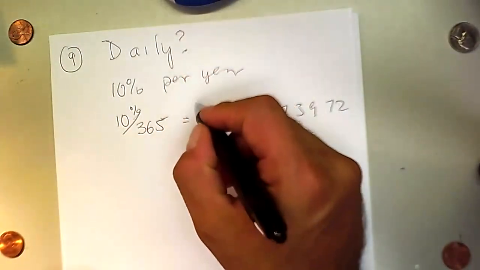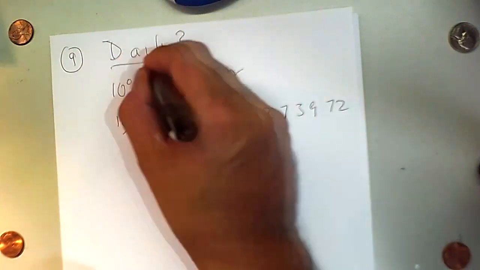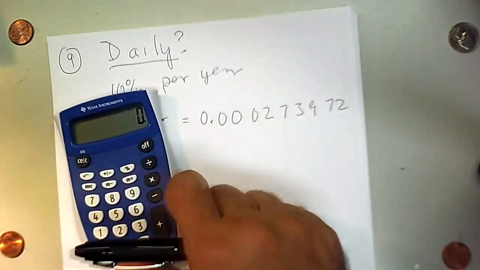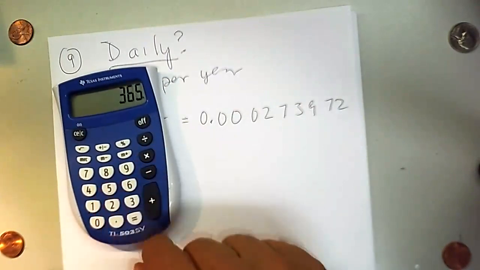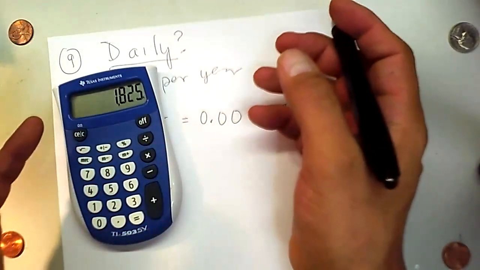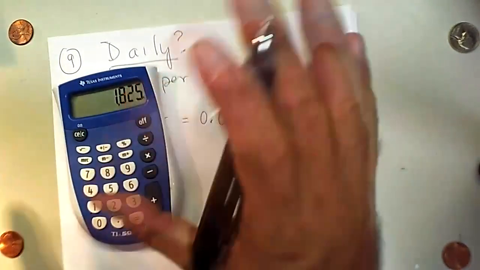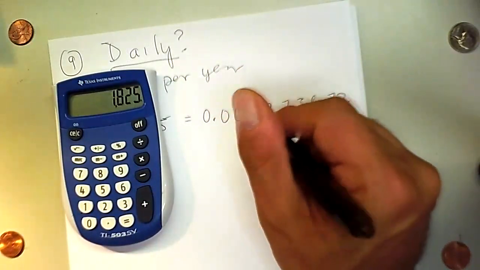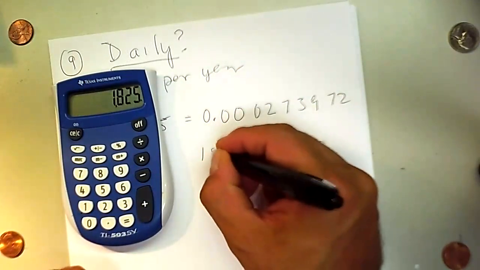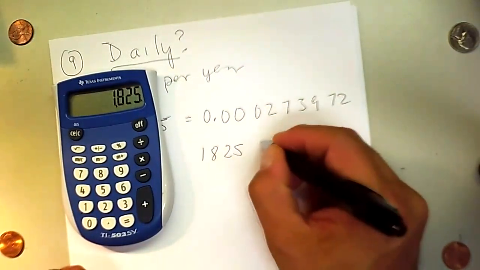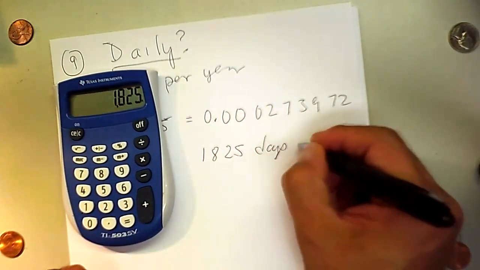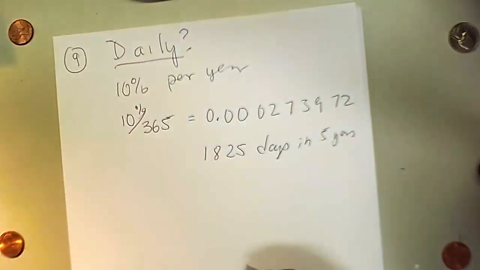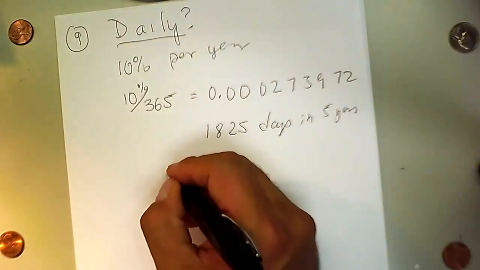How many days are there in 5 years? Well, let's see. 5 times 365 days, and that excludes, of course, leap years or leap days, and that's okay. For purposes of this example, let's skip that. So there is 1,825 days in 5 years. Okay, so let's compute this.